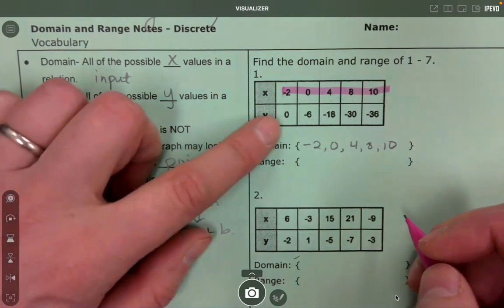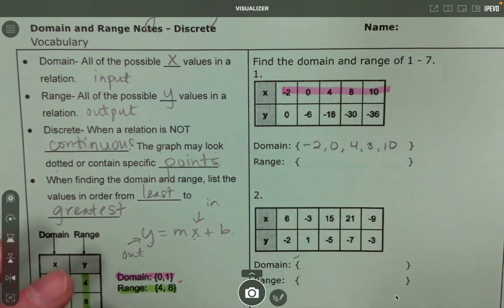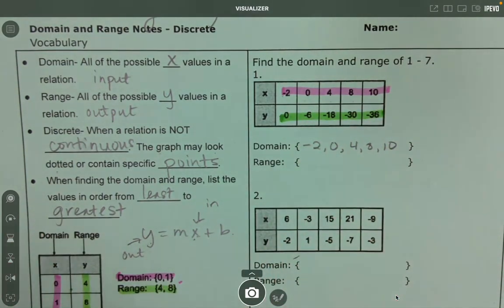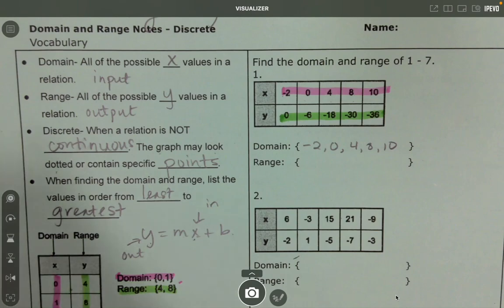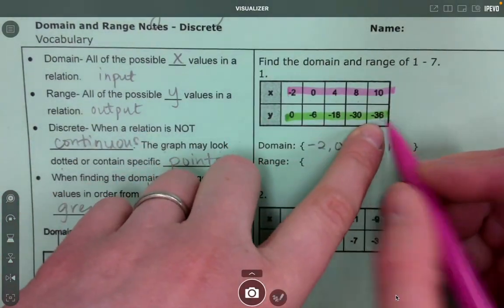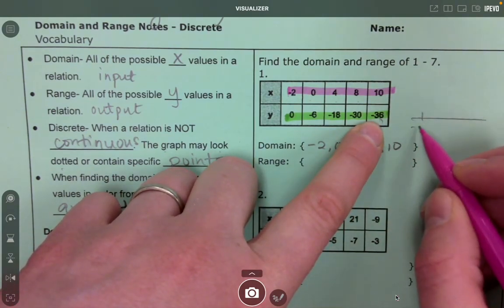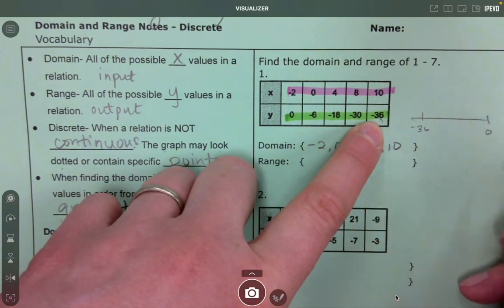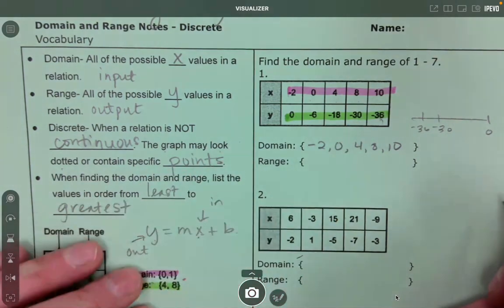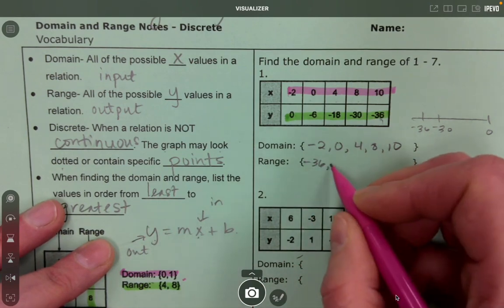On the second part, on range, they've got all of our y values listed, but this time they're not in increasing order. Because if we look at negatives, and you think about the number line, negative 36 is going to be way over here on my number line. If I've got 0 here, negative 30 would be a little bit closer. So they're actually in the reverse order. So let's go ahead and write all of the range numbers down.